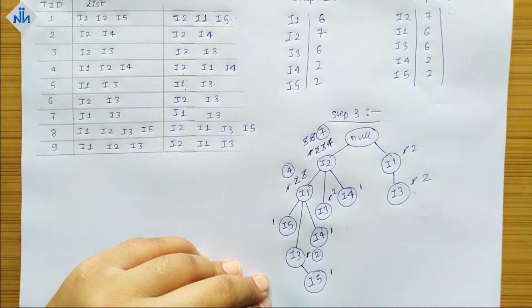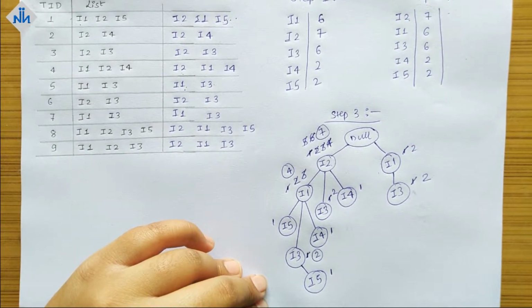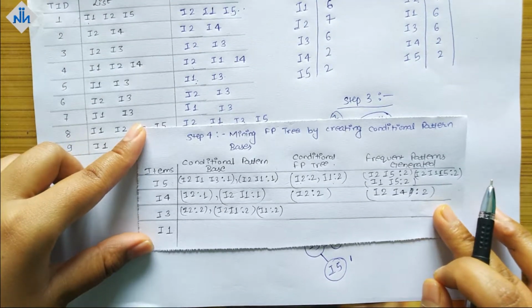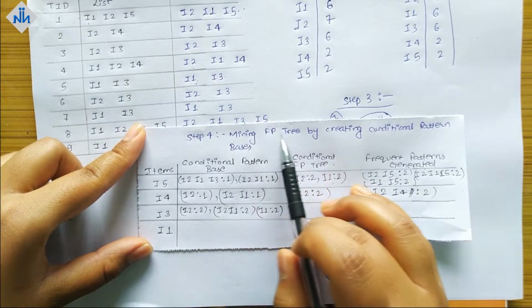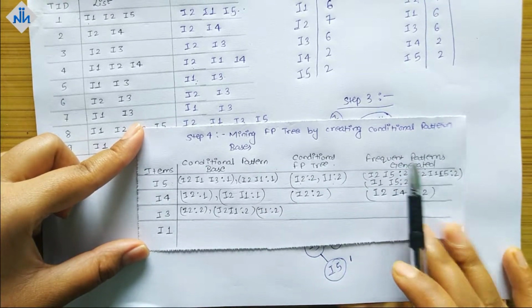Now the next step is very important and a bit confusing to understand. Let's look at the next step. This is our final step, where we are mining the FP tree by creating conditional pattern bases. So our table will look something like this.